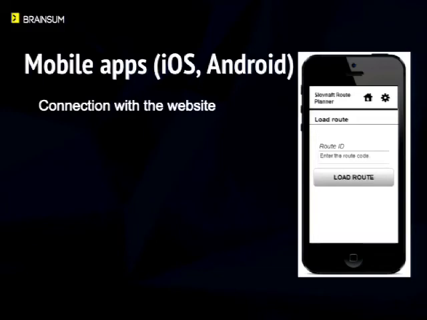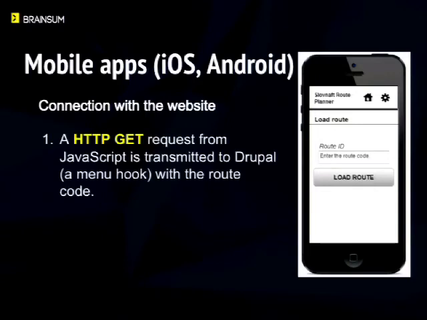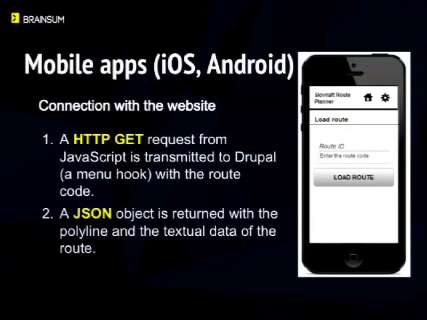So you can just put in your route ID, and after that, a simple AJAX request, an HTTP GET request, is transmitted to Drupal. We don't even use the Services module or any kind of wrapper mechanism for this. This is a simple manual hook, which returns the route. Here I wrote JSON, but it's actually XML, it's a GPX format that's returned and parsed by JavaScript, because GPX is an interchangeable format for other navigation devices too, so the website provides GPXs.